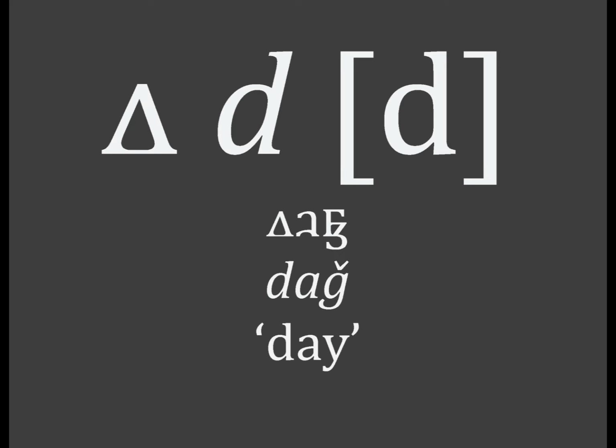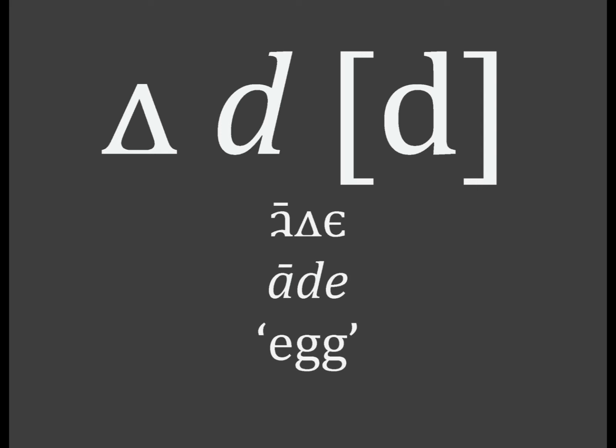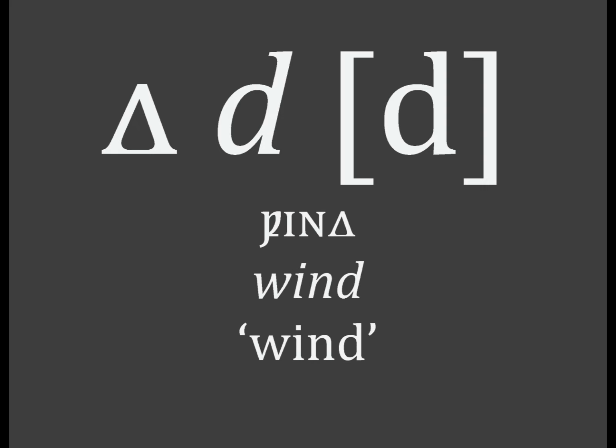Daj means day. It is a voiced dental stop, pronounced like the D in day, but with the tongue against the back of the teeth. With very few exceptions, all of the coronal consonants in Valthungian are dental rather than alveolar. It is transliterated as the letter D. Brus, orange, as in the color orange. Ade, egg. Wind, wind.